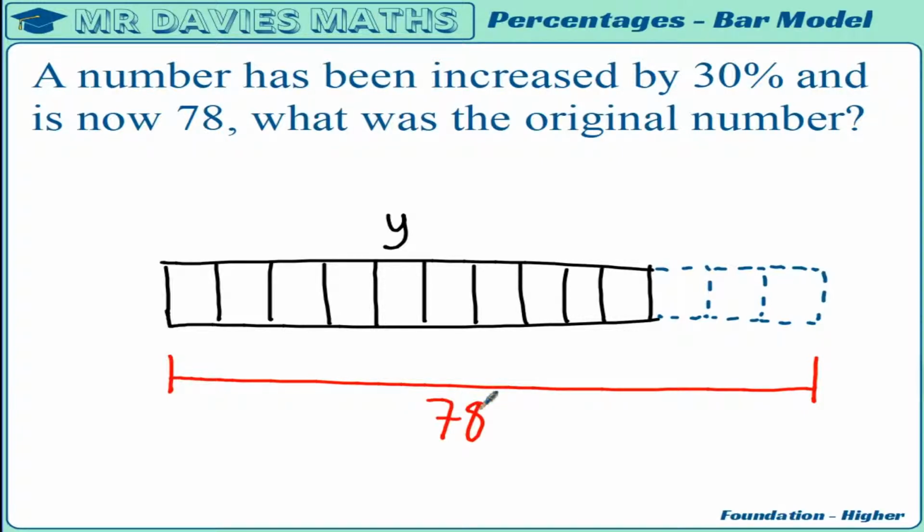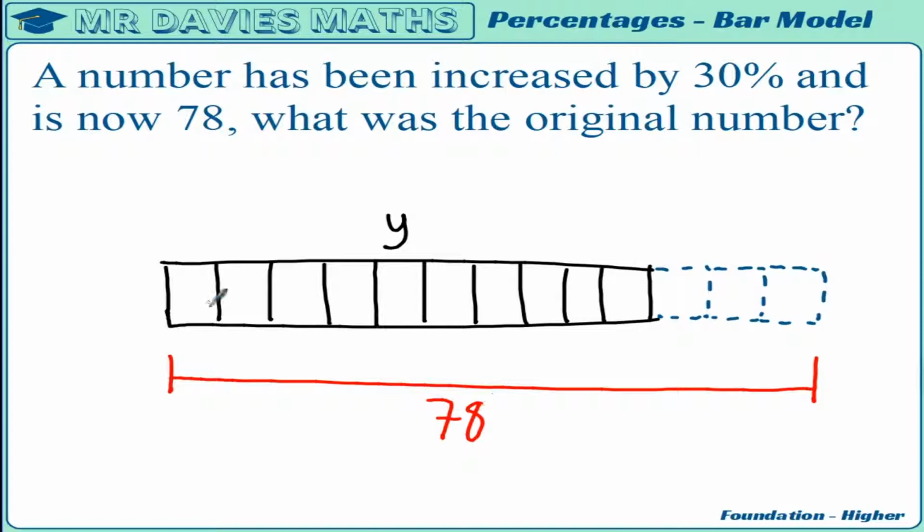Okay, so that 78 is worth how many boxes? The 78 is worth 13 boxes, not the original 10. It's now worth 13 boxes. So what I've got to do here is I've got to share the 78 into 13 boxes.